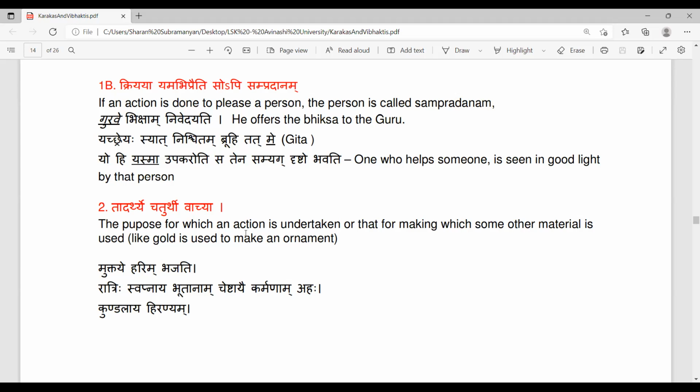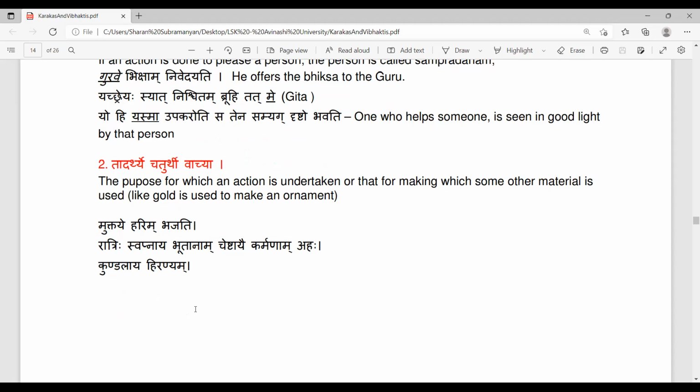These two examples are for the purpose. The last example is for when something is made out of some material. Out of some material something is made. So the karana is that you make a karya, a product, out of it. That product would be in Chaturthi Vibhakti. Kundalaya Hiranyam, one example. Then Mrit is there, Ghata is there. Ghataya Mrit. Clay is there meant for making pots. Iron is there for making swords. So like that, you can give examples.